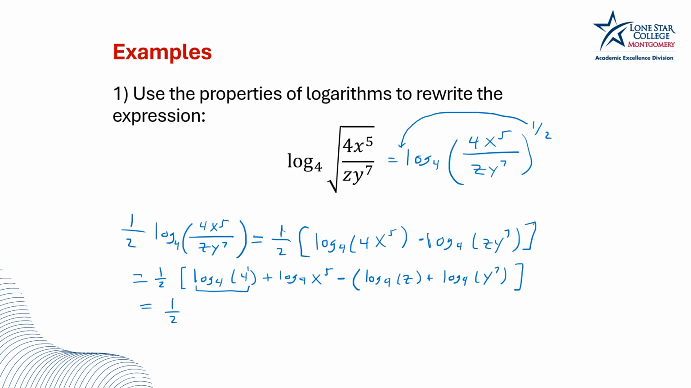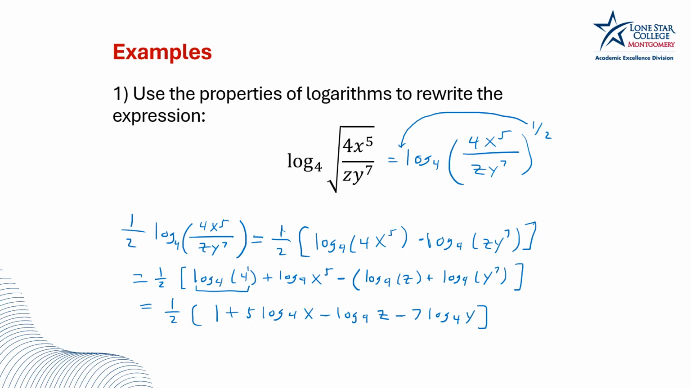So we would have a 1 here, and in anything that has an exponent, we still apply the power property, so we need to bring the power down. So when we have log base 4 of x to the 5th, that can be written as 5 log base 4 of x, and then apply this negative here, so it'd be negative log base 4 of z. And then this y to the 7th here, we can bring the 7 down to the front, it'd be minus 7 log base 4 of y.